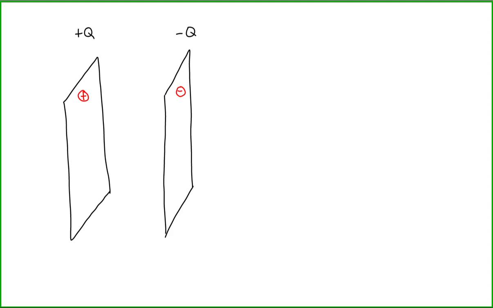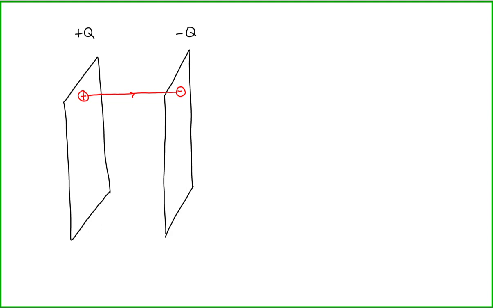We know an electric field will start on the positive charge and end on the negative charge. So by assembling these two charges together, we've established an electric field between the plates. Let's call this pair of plates a capacitor. So this pair of charges establishes an electric field between the plates of the capacitor.